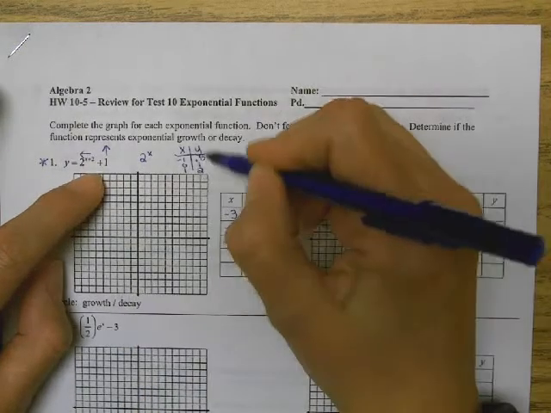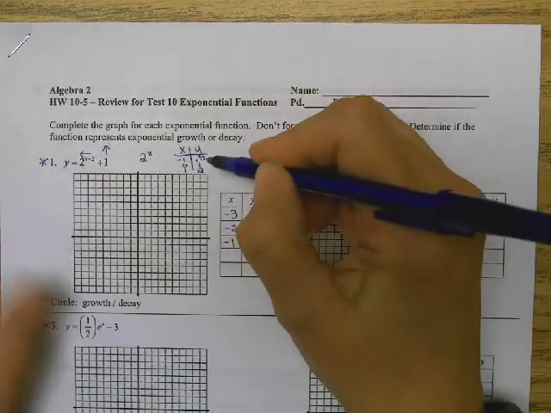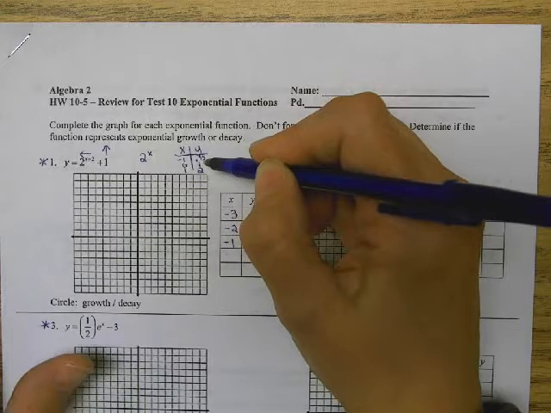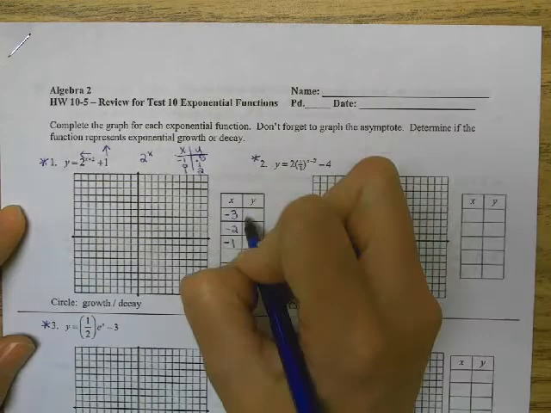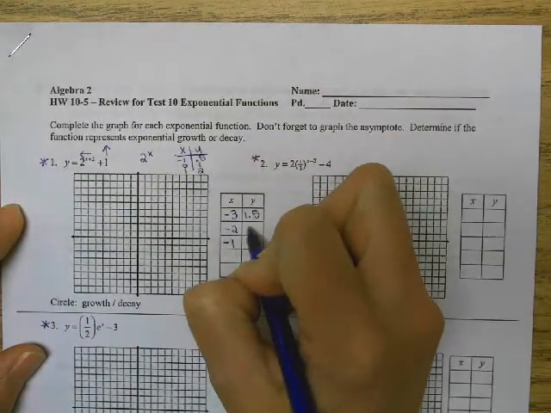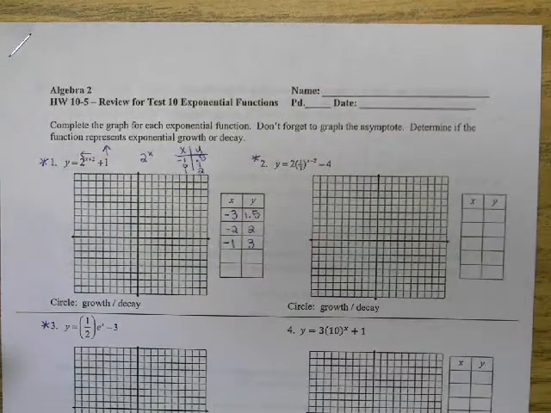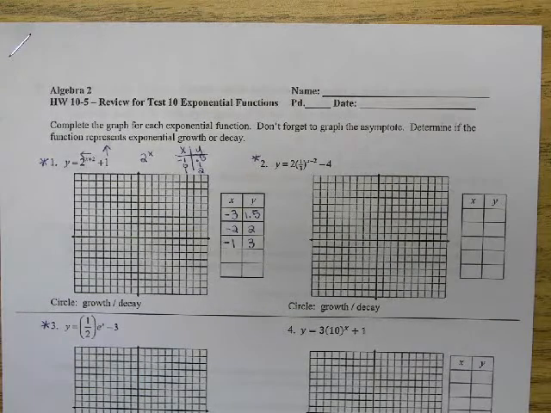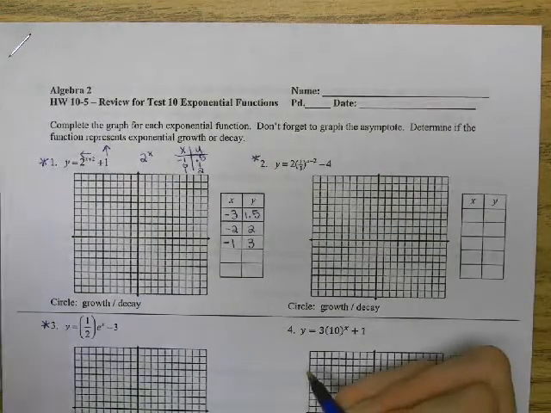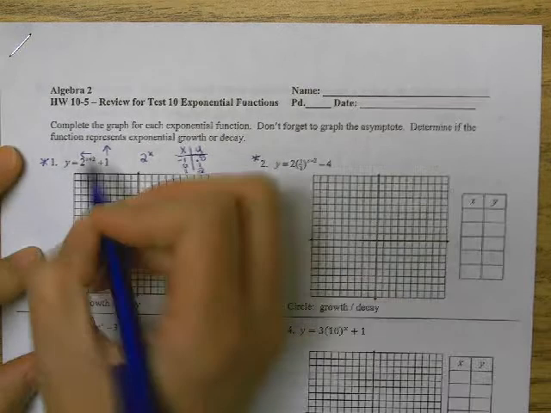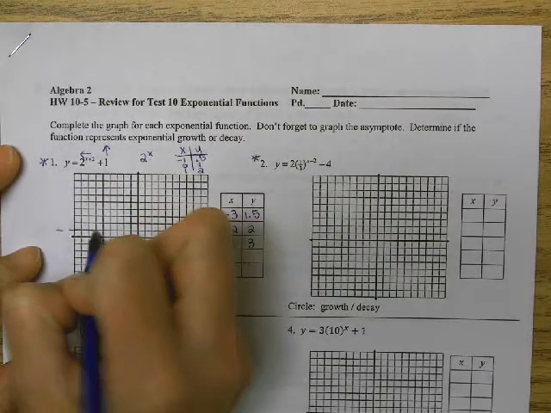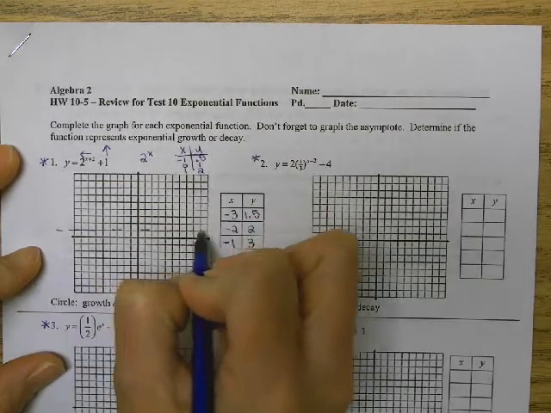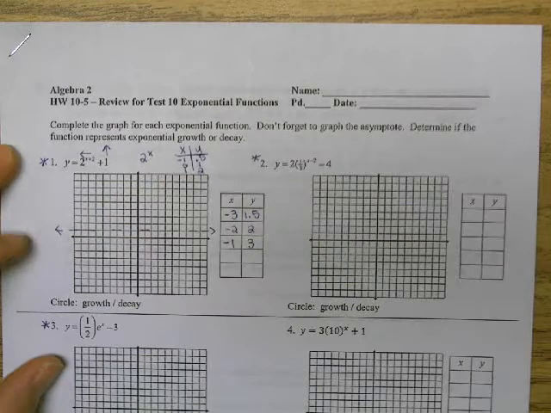Now this plus 1 changes my y values. So I'm going to take my original y values and add 1 to all of them. We know that when we have a shift up or down, that in turn shifts our asymptote up or down. So since I moved up 1, my asymptote moved up 1.